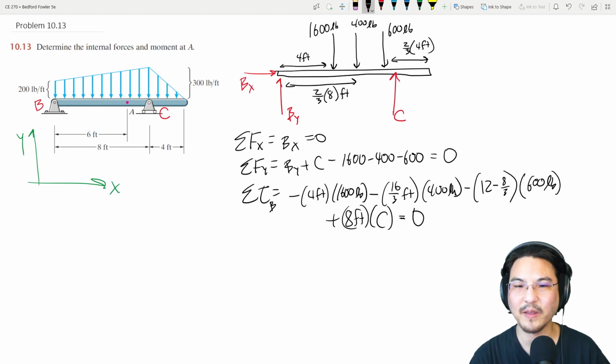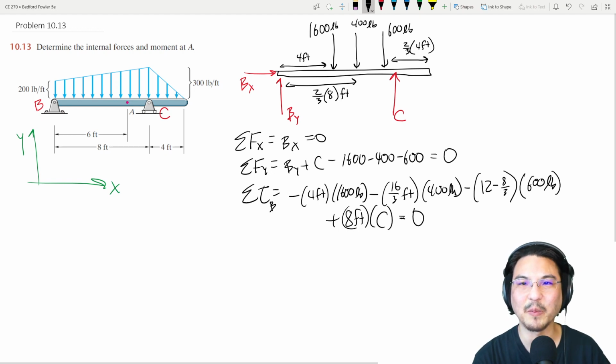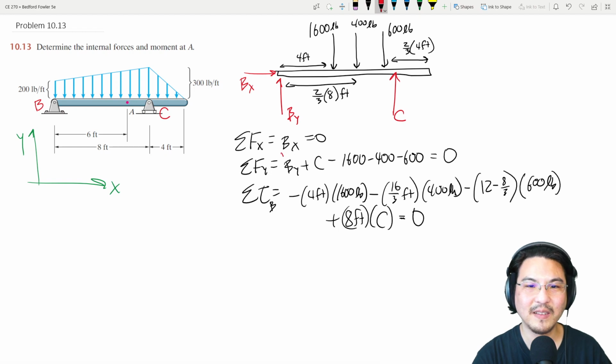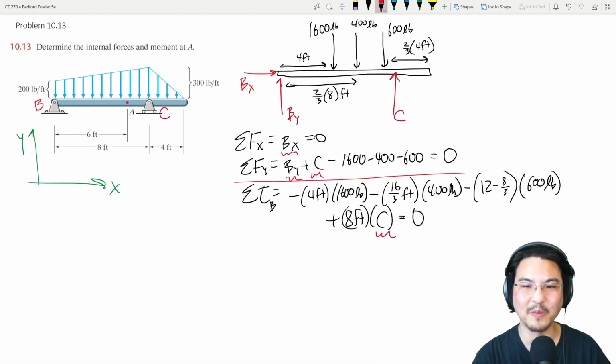Okay, you get everything? Yes. Okay, and then let me point out the unknowns. So then that means we can solve this for C, plug it in here, then you have By; Bx is 0. Okay, so at this point, we know all three of these.